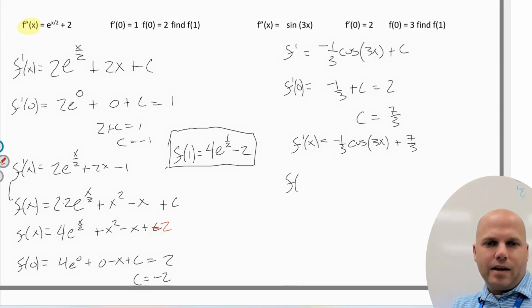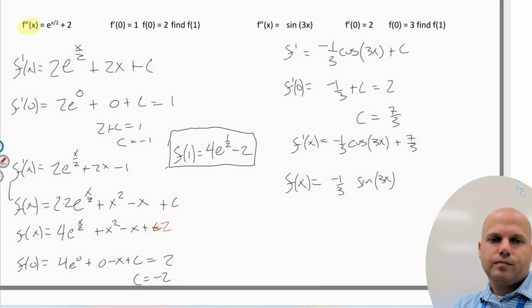Oh, go back another step. The negative 1/3 stays. The cosine's antiderivative is positive sine. Sine's derivative is cosine, or negative sine's derivative is negative cosine, so that works. 3x's derivative is 3. I'm going backwards. I need to undo it with a 1/3.